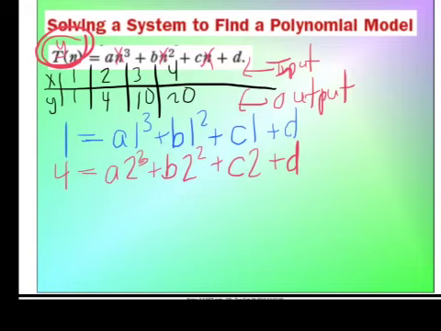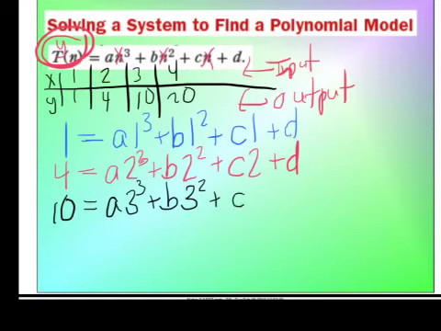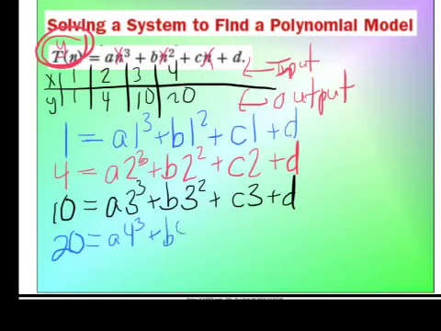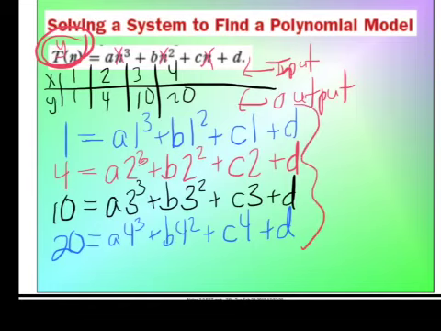And then the next one is the ordered pair 3, 10, so the answer is 10. And you're going to do a, and we're putting in 3, and we cube that, plus b, 3 squared plus c times 3 plus d. And then you wrap it up with the fourth ordered pair. When the answer is 20, you would do a 4 cubed plus b 4 squared plus c times 4 plus d. Now what we have here is we wrote ourselves a system of equations.